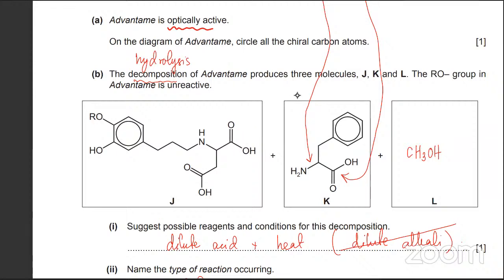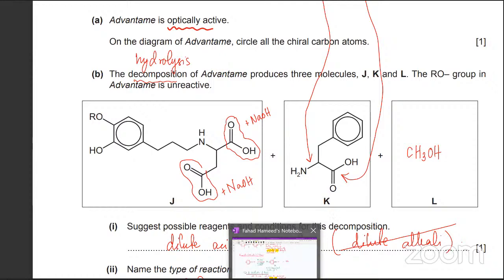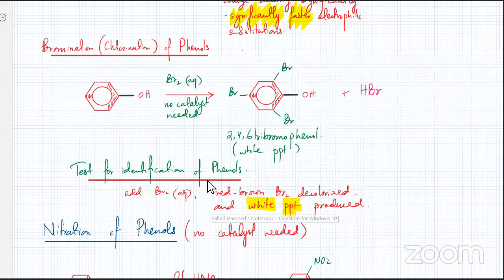So you've got a carboxylic acid, and this one is also a carboxylic acid. So there's another carboxylic acid. This will react with NaOH, and this one will also react with NaOH. Will the phenol react with NaOH? What did we learn about that? No, phenol doesn't react with it.